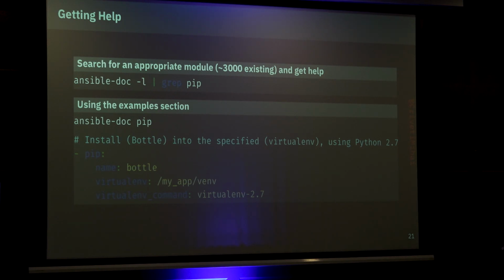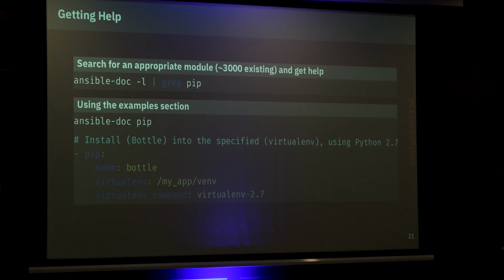Very simple. ansible-doc -l lists 3,000 modules. Find the module you need, and then look at the help. So let's look at the module called pip. As expected, this installs applications from pip. So I can say name bottle, I can give it a virtualenv and a command. I can give a specific version to it.